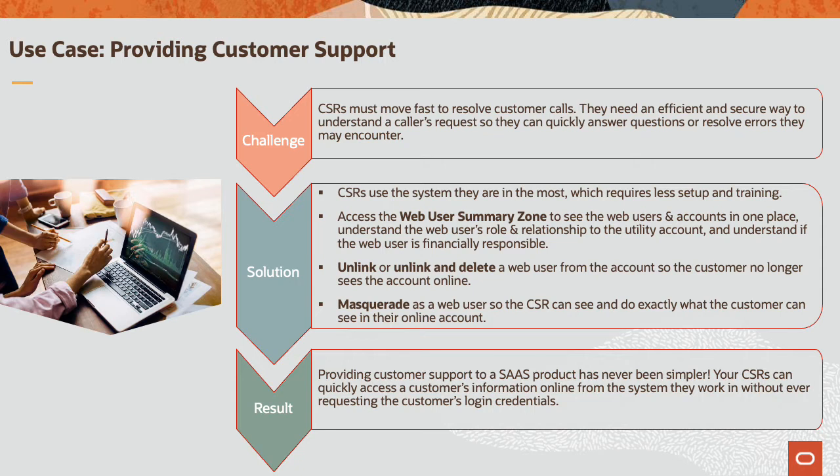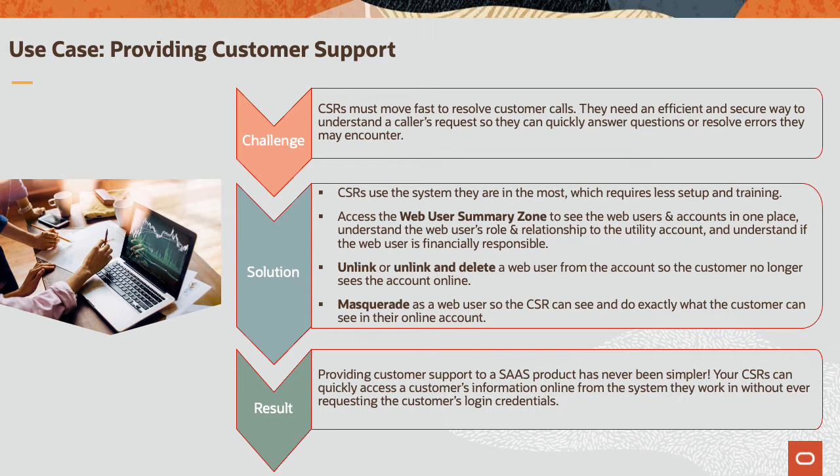In previous iterations, CSRs had a unique system to log into to provide customer support, which required additional setup, training, and management. Now, instead of logging into a separate system, performing a second customer search, and then masquerading as the customer, we've centralized the functionality in the Oracle Utilities system that CSRs work in most, which include customer care and billing, customer to meter, or customer cloud service. Masquerading has become an extension of the CSR's call workflow.